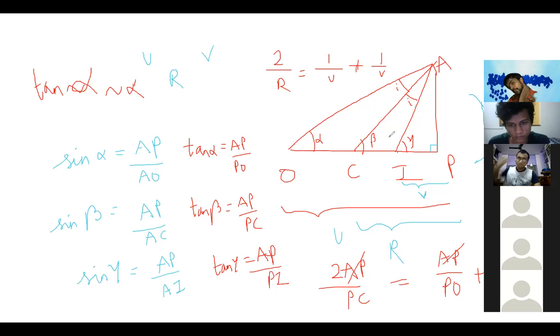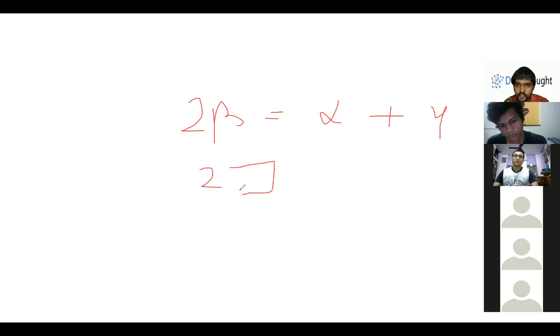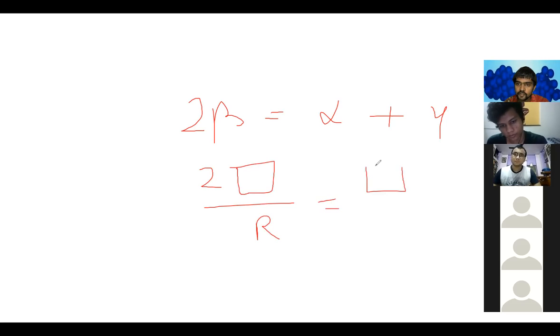Because alpha, beta, gamma, look at it this way. I need 2 beta is equal to alpha plus gamma. But this 2 beta is some 2 into 1 dirty fellow divided by the radius, and alpha is that same dirty fellow by the object, the same dirty fellow by this thing. So now what is happening?